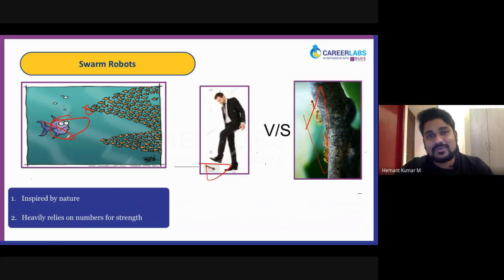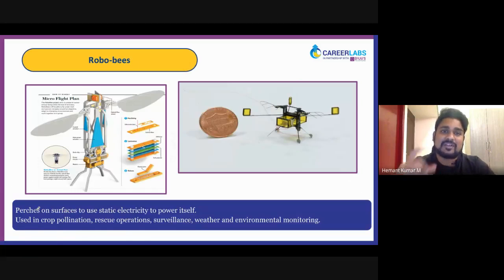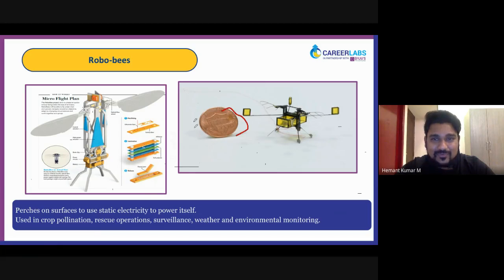So this theory has been fundamentally inspired by nature itself, and it relies heavily on numbers for strength. What do I mean by numbers for strength? For example, there is something called a robo bee. Not the actual bee, but a robo bee. As per the actual bee, it is the size of a 1 cent coin or even a 5 rupee or 1 rupee coin.